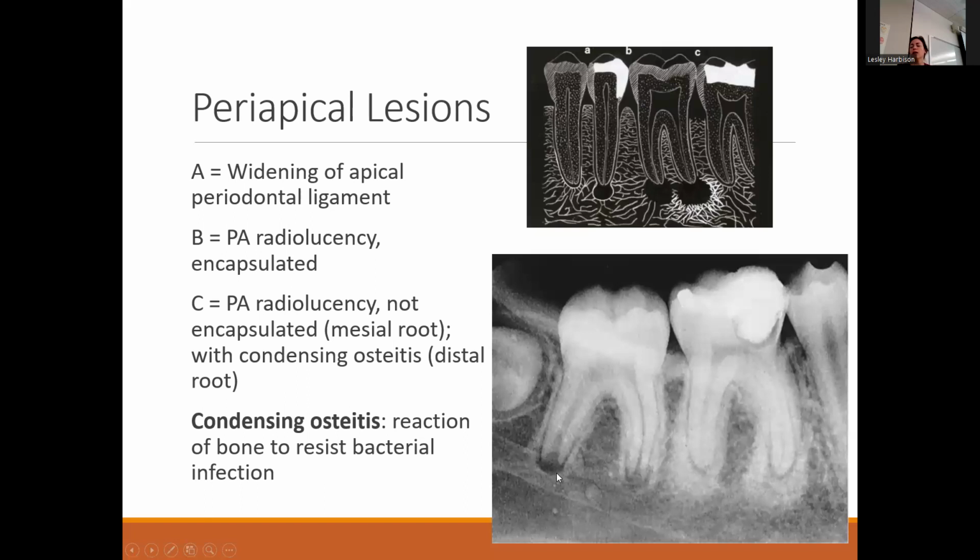Here, there's some widening of the periodontal ligaments down here, and a little bit of a radiolucent area. And over here, you can see just some radiolucency down at the bottoms. But here you can see this radiopaque area that comes away from the roots. This is that condensing osteitis, a buildup of the bone, where the bone becomes more dense in that area.